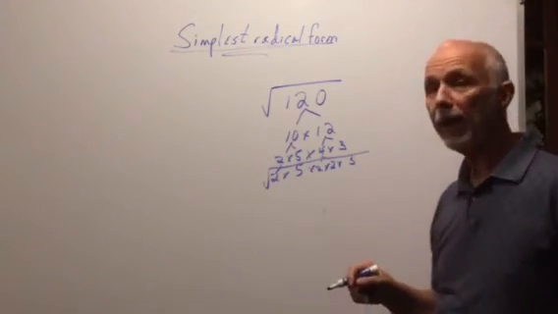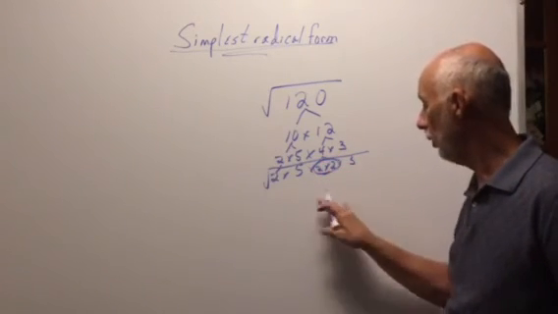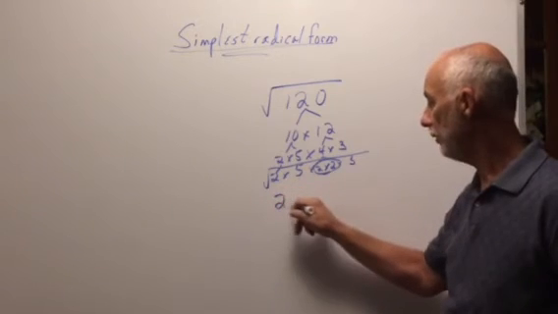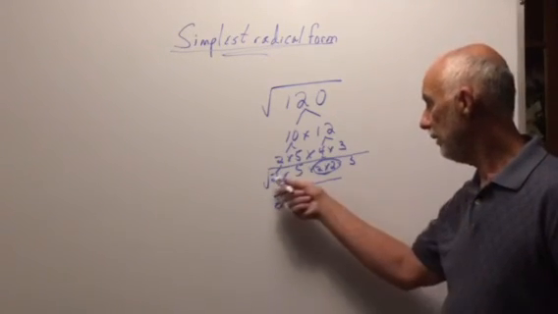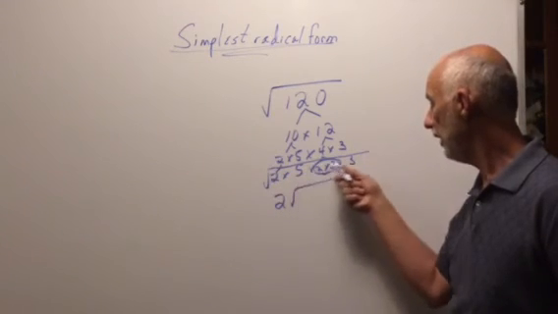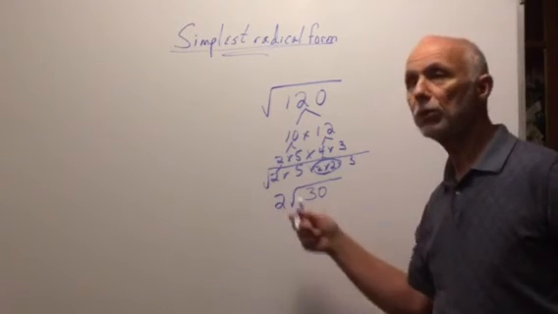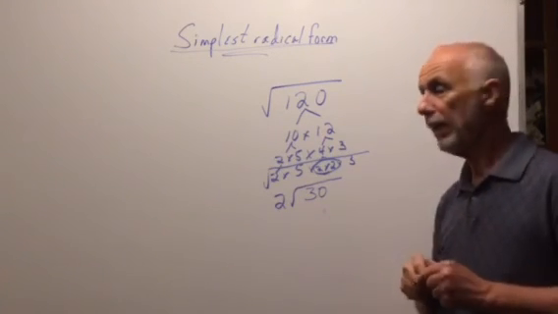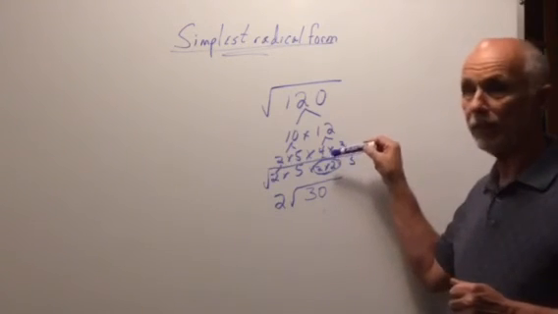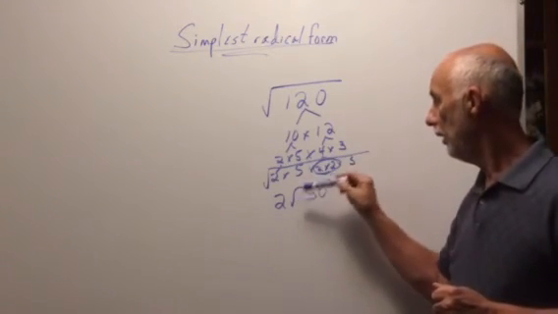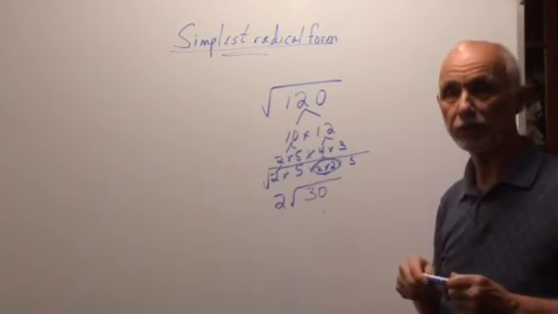Now for every pair, you can take one out. So I have a pair of 2's, 2 times 2 is 4, the square root of 4 is 2, I take a 2 out. There are no other pairs. So that means underneath the radical, you have 2 times 5 is 10 times 3 is 30. So your answer would be 2 square root of 30. And again, if you use the factor trees, for every pair that you have under the radical, you take one out. And for everything that's not under the radical, you multiply times each other to get your answer.